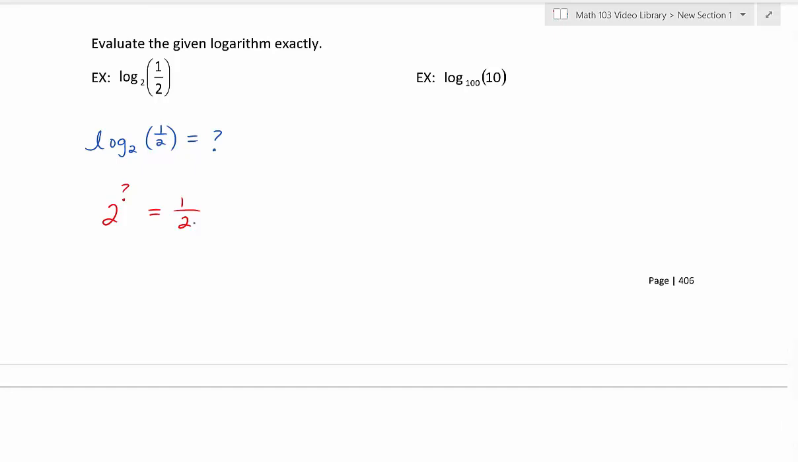Now we need to figure out 2 raised to what power is equal to 1/2. And we just have to think about what we know about exponents. So 2 raised to the negative first power is equal to 1/2. We know that that negative exponent takes our base to the opposite side of the fraction. So 2 to the negative first is equal to 1/2. Well, that means then that log base 2 of 1/2 is equal to -1.